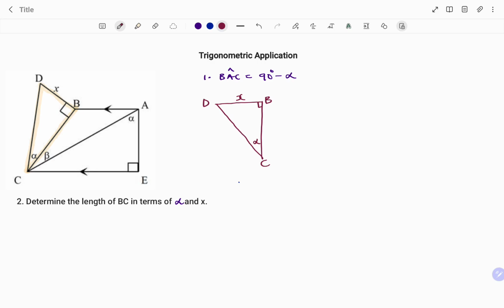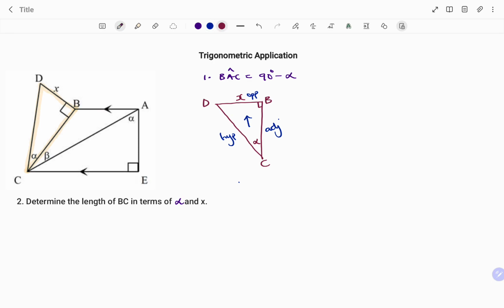Angle C, I have that as alpha. Note that angle BAC, that's part of question 1. So therefore, to find the line BC in reference to the angle C, the side DB facing the reference angle is my opposite. I'm going to write my opposite here. The longest side, CD, that's my hypotenuse. And the third side is your adjacent.